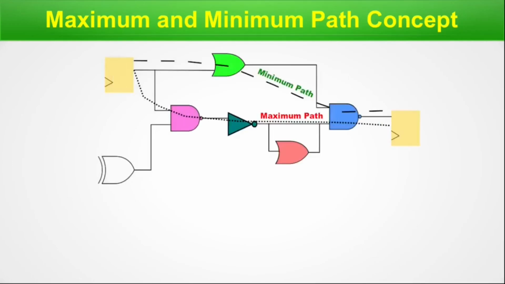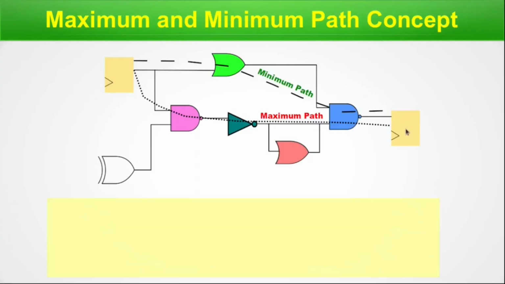So I have brought up the graphics. Here you can see from the left what we have. Here we have a flip-flop, then here we have an OR gate, here we have a NAND gate, here we have a NAND, we have a NOT, here we have an OR, here we have a XOR gate, here we have a flip-flop. So in the graphics we can see that it is highlighted as the minimum path, and here it is the maximum path.